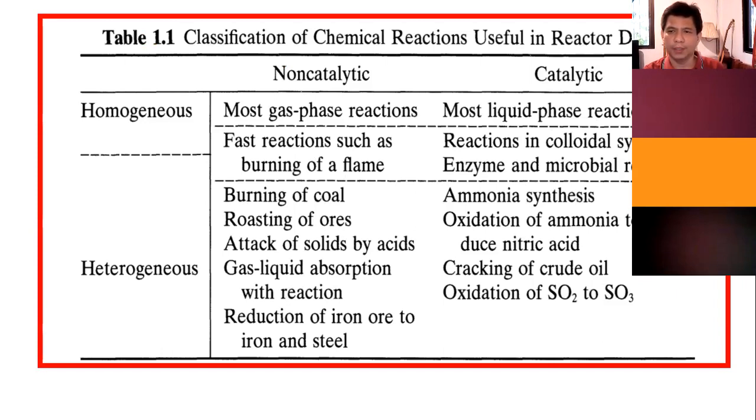So we have homogeneous type of reaction. So most gas phase reaction, non-catalytic at saka catalytic. Katulad yan sinasabi ko sa inyo. So iba kasi yung design ng reactor pag walang catalyst at saka pag may catalyst. Kamukha yung sinasabi ko sa inyo, yung CSTR at saka yung PFR, yun yung non-catalytic, wala siyang catalyst. So mas simple yon compared sa may catalyst. So pag may catalyst na, usually PBR na yung tawag doon, packed bed reactors.